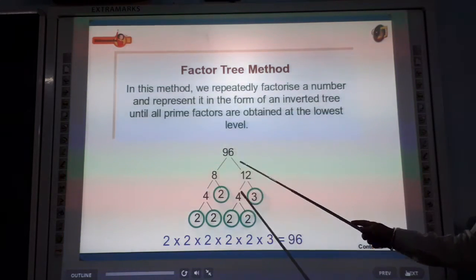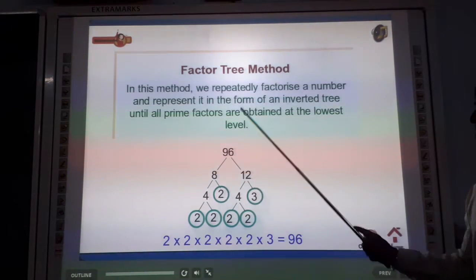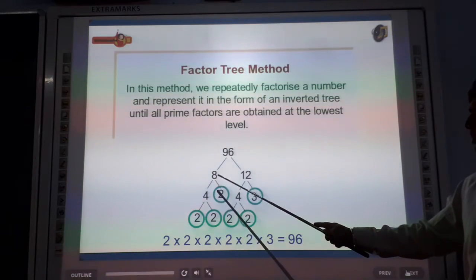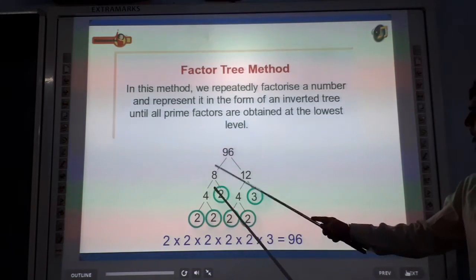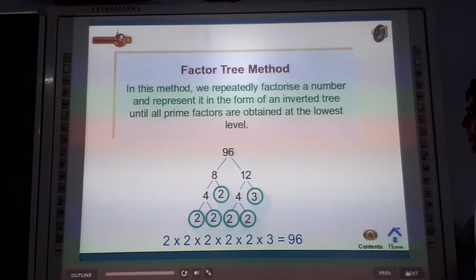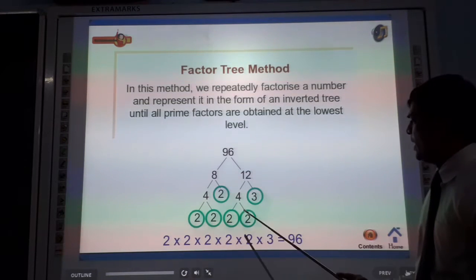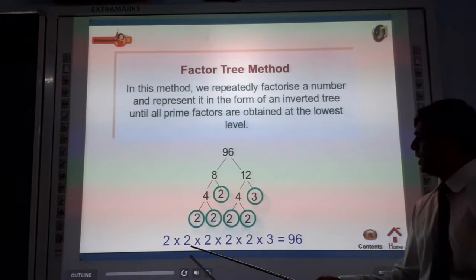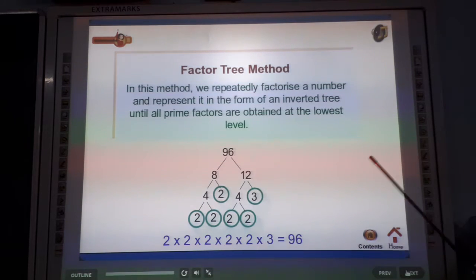96. Break into two parts. 8 times 12 is 96. 12 times 8 is 96. Again 8 is broken into two parts, 4 multiply 2. This is 4 times 2 is 8 and 4 times 3 is 12. Again 2 times 2 is 4 and 2 times 2 is 4. So factor tree method gives 2 multiply 2 multiply 2 multiply 2 multiply 2 multiply 3 is equal to 96. Show the diagram.